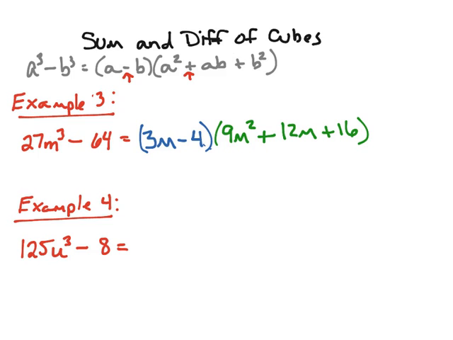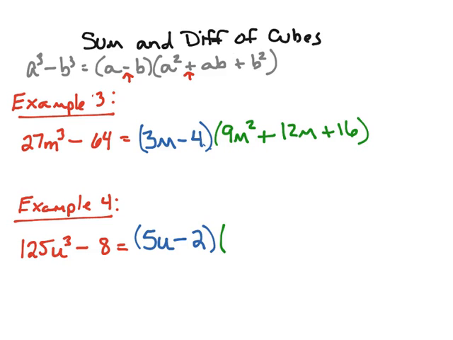Alright, let's try one more, number 4. Still got to start by taking the cube root of each term. So I'm going to start by taking the cube root of 125, which is 5. Take the cube root of u to the third, which is u. And take the cube root of 8, which is a 2. Since I'm dealing with the difference of cubes, I'm going to put a minus sign here, put it in parentheses. You now have your binomial, that's one of your factors.